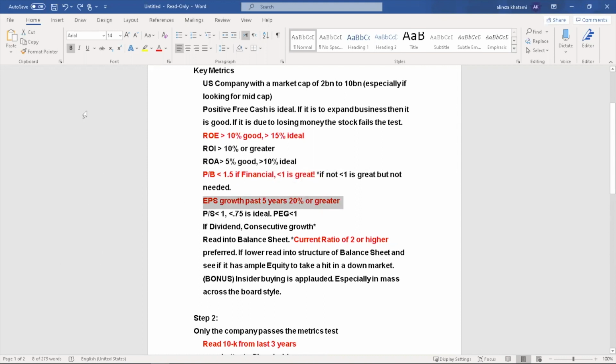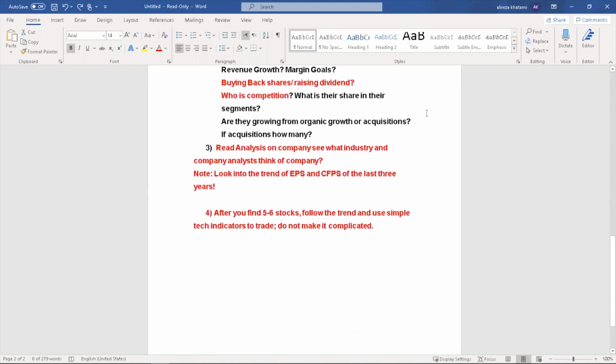So for example, with Tesla in the past few years, their earnings per share growth was actually going down, but now it has started going up. So now people are more interested in it.